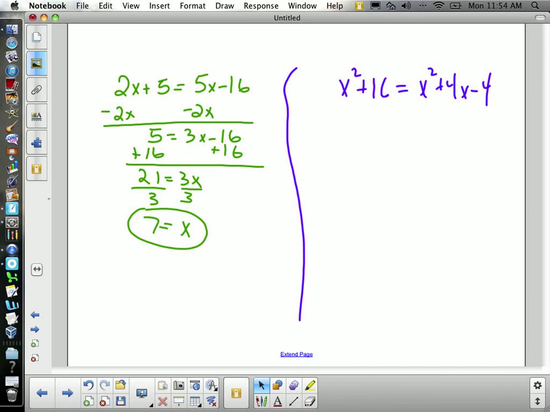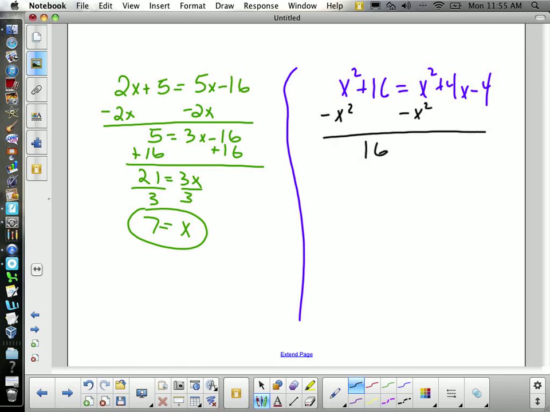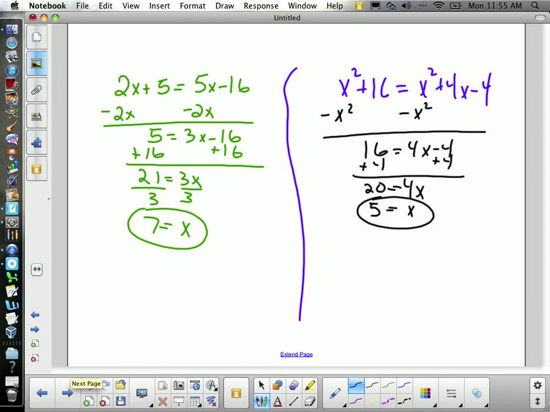Now that looks a lot harder because of the x squared, but when we do our algebra, well, if 16 equals 4x minus 4, add 4, 4x equals 20, so x is 5. Not so bad.